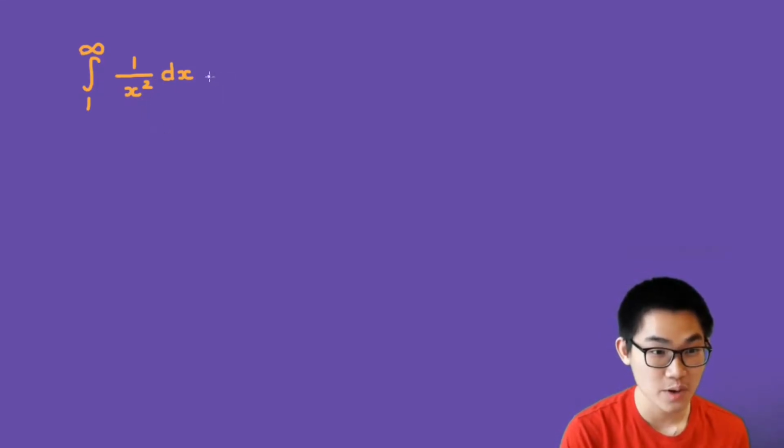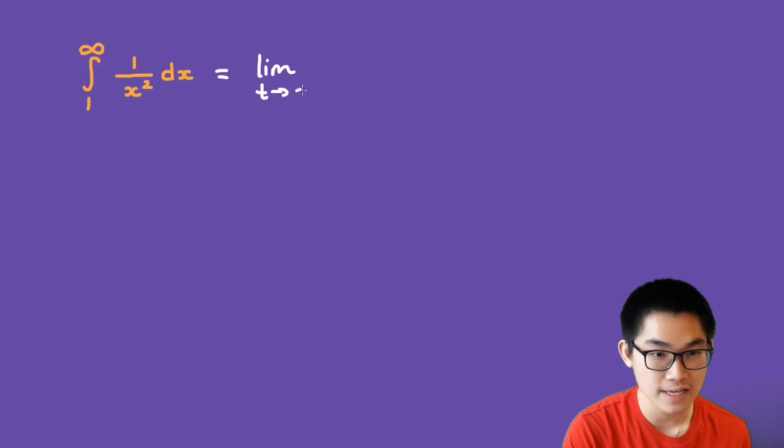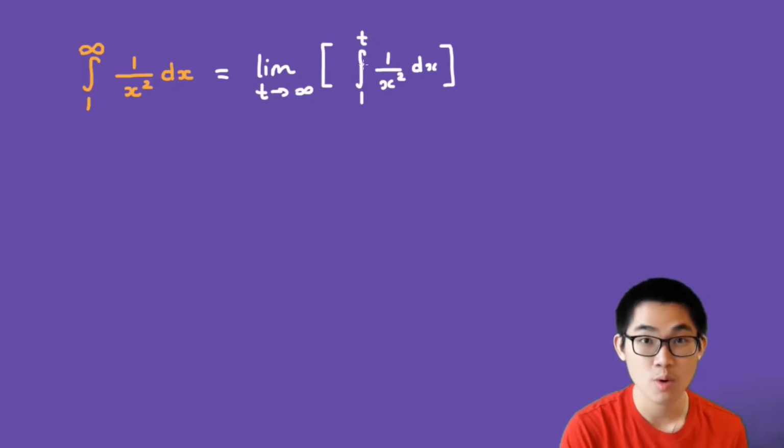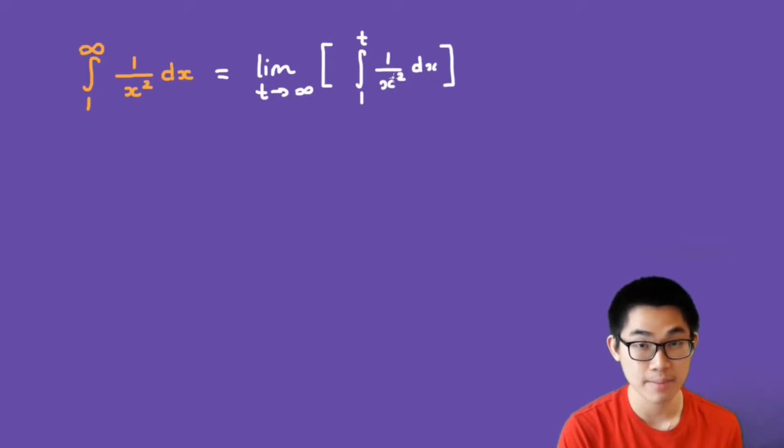So this integral is equal to the limit as t approaches infinity of the integral from 1 to t of 1 over x to the power of 2 dx. As you can see, here we're basically saying that as t approaches infinity, then this part will be infinity. So it's basically the same thing.